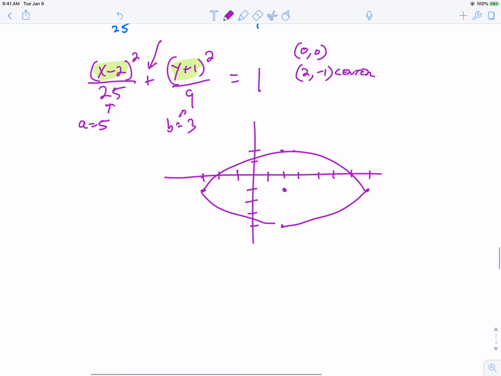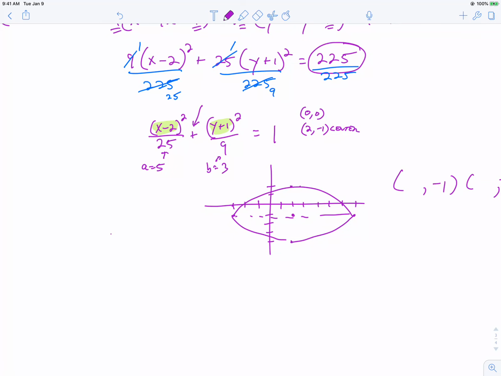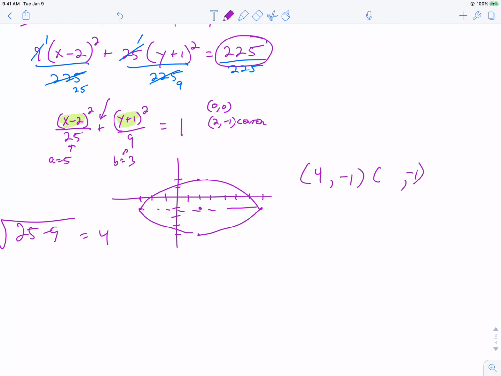No, we have to find the foci. So they're going to be on this major axis. They definitely have a y-coordinate of negative 1. And then I have to do 25 minus 9 and the square root of that, which is 4. So the foci are at 4, negative 1, and negative 4, negative 1.